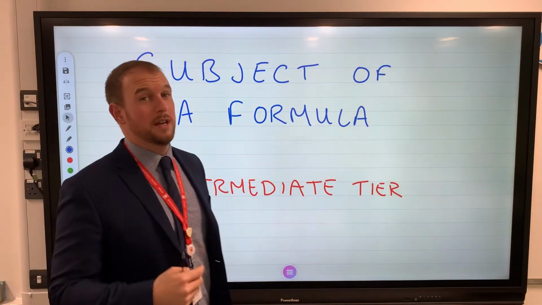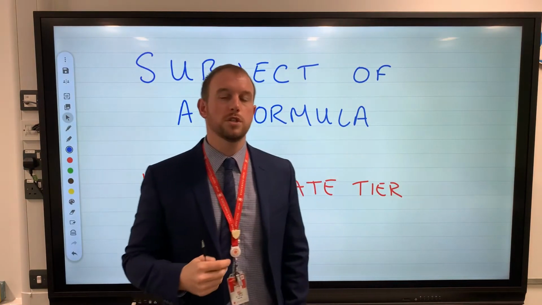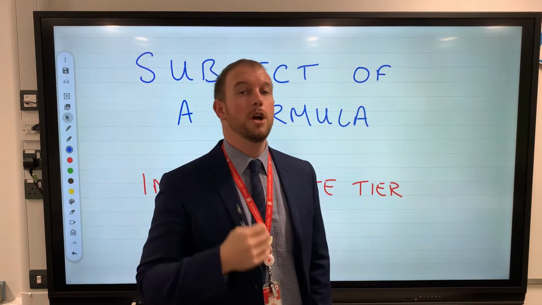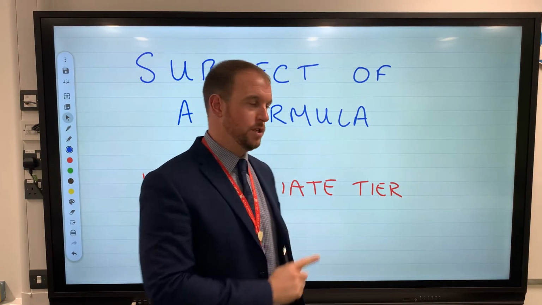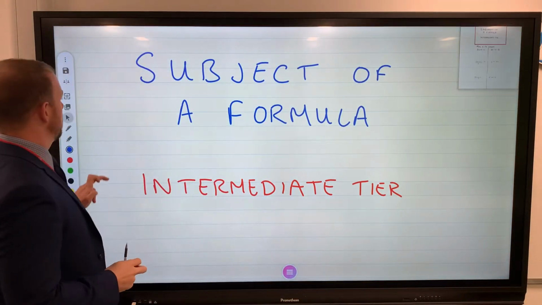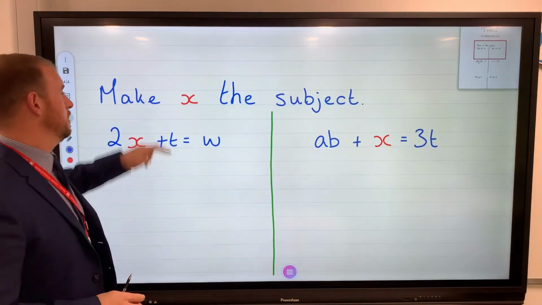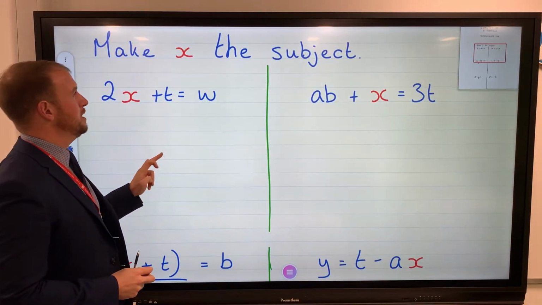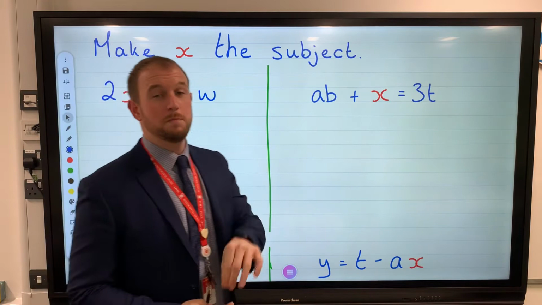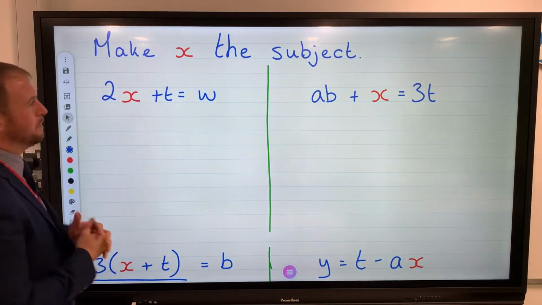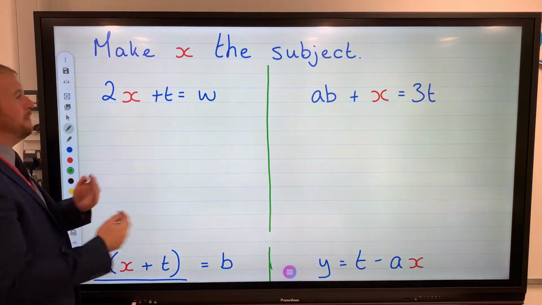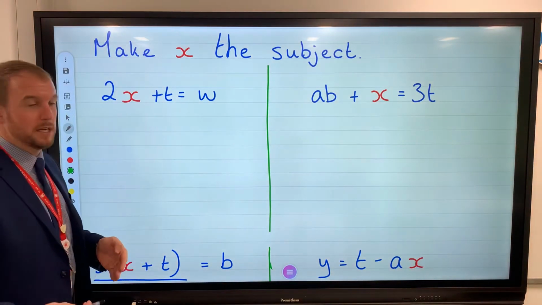So today then we're looking at the subject of a formula, also known as rearranging formula. But with anything that we use algebra for, we need to remember inverse operations. So here are some typical questions. We need to make x the subject, which means get x by itself. So to get this x by itself, I need to eliminate everything that's around it.